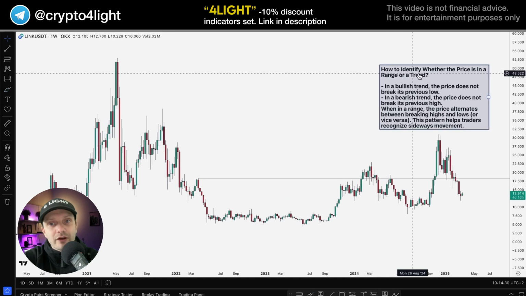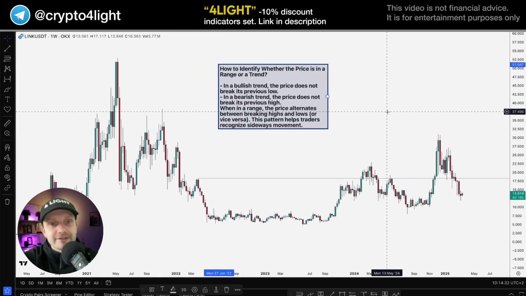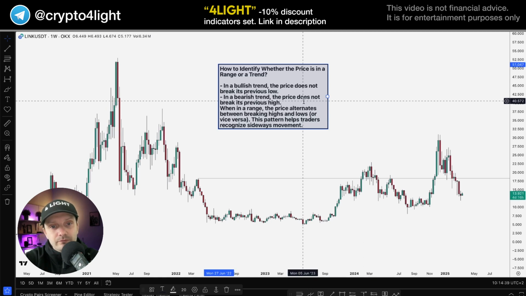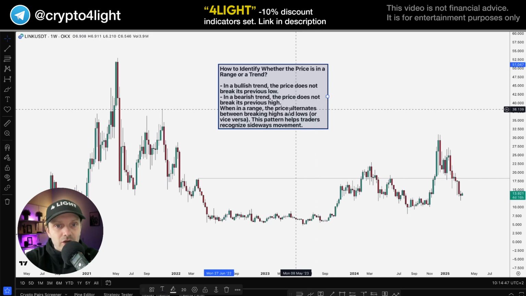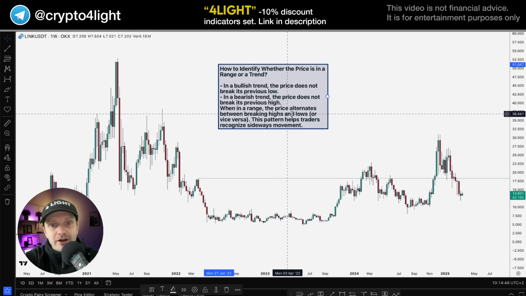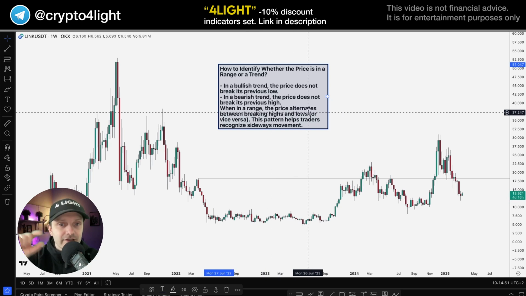Next moment, how to identify whether the price is in the range or in the trend. First, in the bullish trend, the price does not break its previous low. So I recommend you go and check the video about structure. In the bearish trend, the price does not break the previous high. When we trade in range, the price alternates between breaking highs and lows or vice versa. So this pattern helps traders recognize sideways movement.